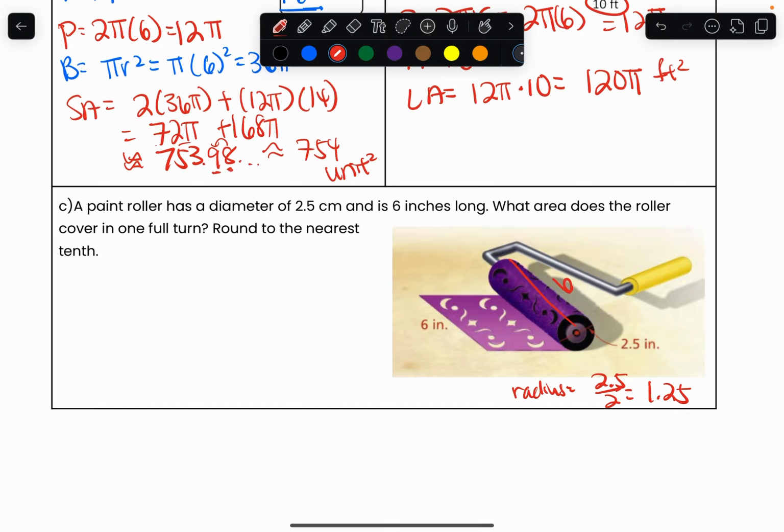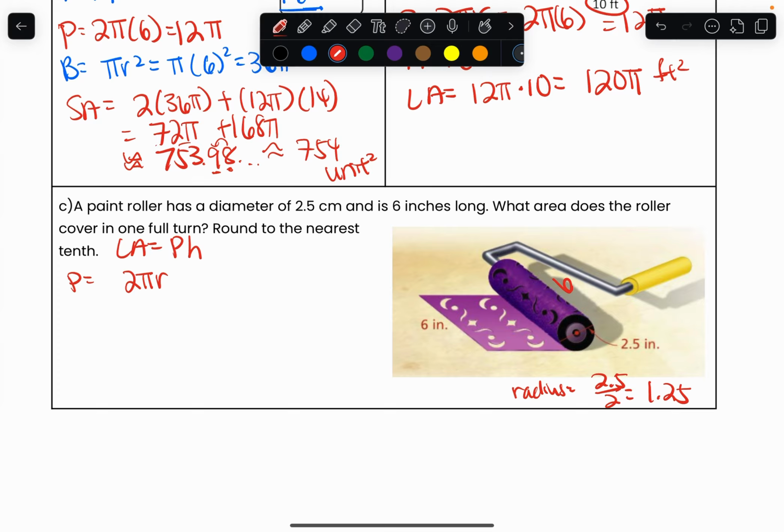Because when I roll the thing, I will not use this round area right here. I will only use this area that's in purple, right? So, in order to find how much is covered in one full turn, I just have to find the lateral area. So, let me write my lateral area formula down, which is LA equals perimeter times my height. In order to find my perimeter, I need to find what type of base I have. Well, I have a circle. So my perimeter for the circle is the circumference, which is going to be 2 pi r.